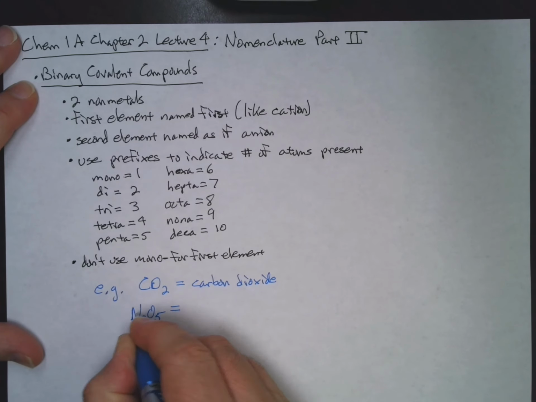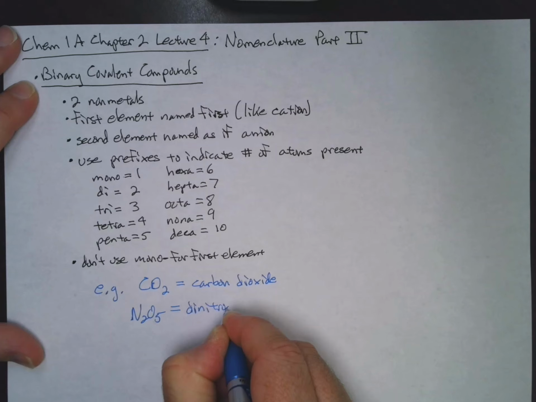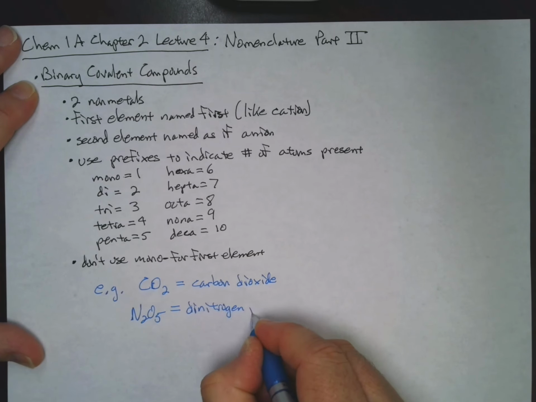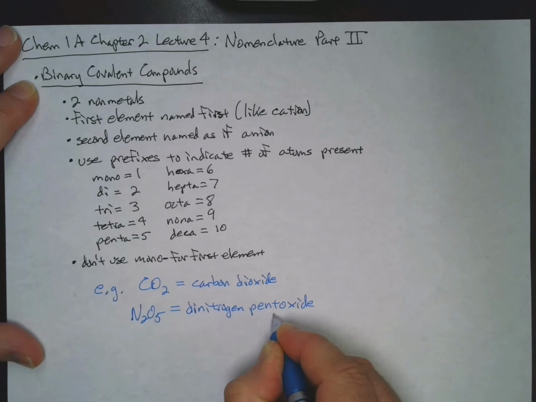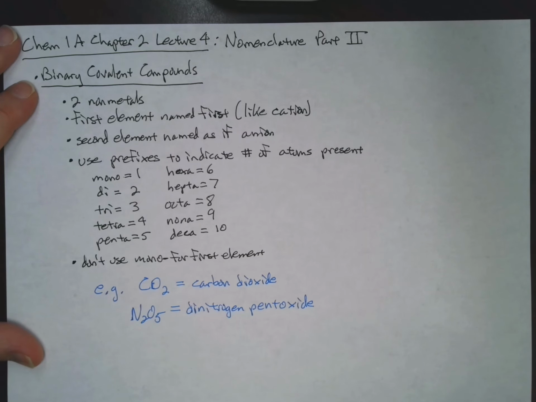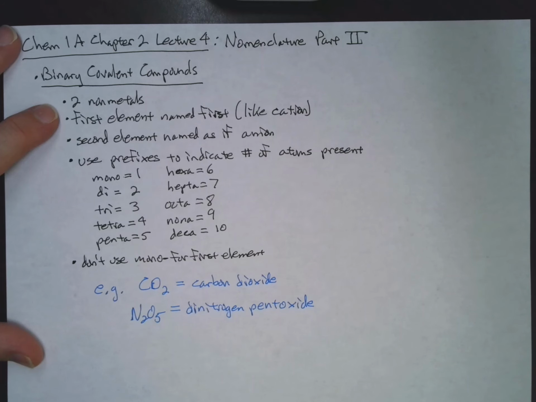N2O5 would be dinitrogen pentoxide. That's a case where we do drop that A. Yeah, so those are naming binary covalent compounds.